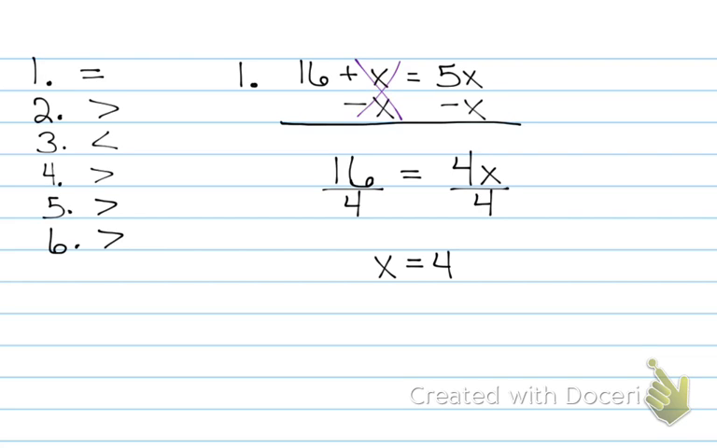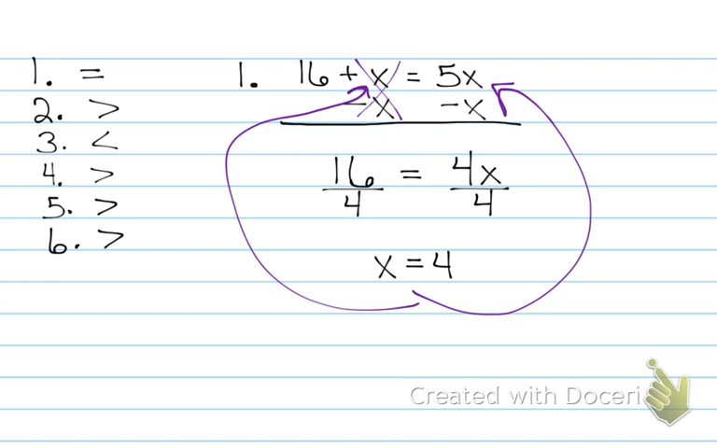But I'm not done yet. My instructions say that I must check my solution. So how can I check and know 100% for sure I have the right answer? Sherelle? Plug it back in for what? For x. And there's two x's. So I have to plug 4 back in for the x on the left and for the x on the right. I have to plug it in both places.